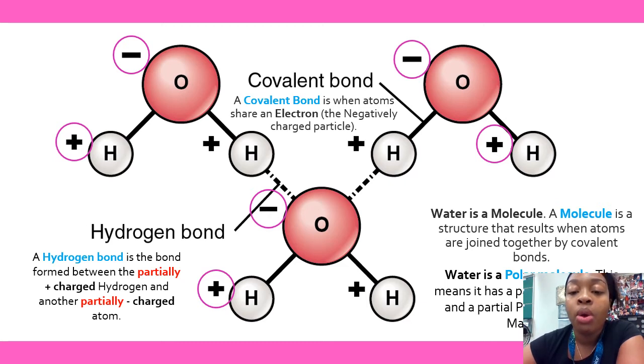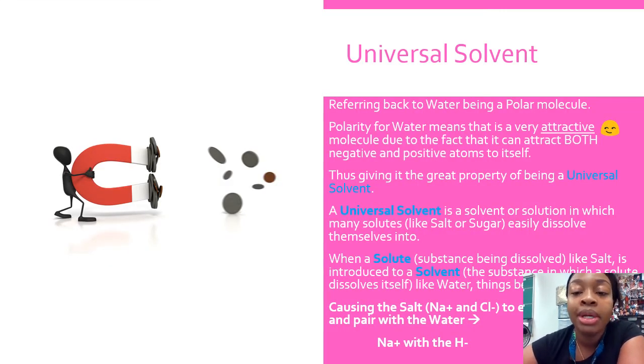All right. Water is a molecule. A molecule is a structure that results when atoms are joined together by covalent bonds. Water is a polar molecule. That's the really big, important part. Water is a polar molecule. This means that it has a partial negative side and a partial positive side. And yes, it's like a magnet. All right, so let's bring that back. Referring back to water being a polar molecule, again, having that positive and negative side like a magnet.